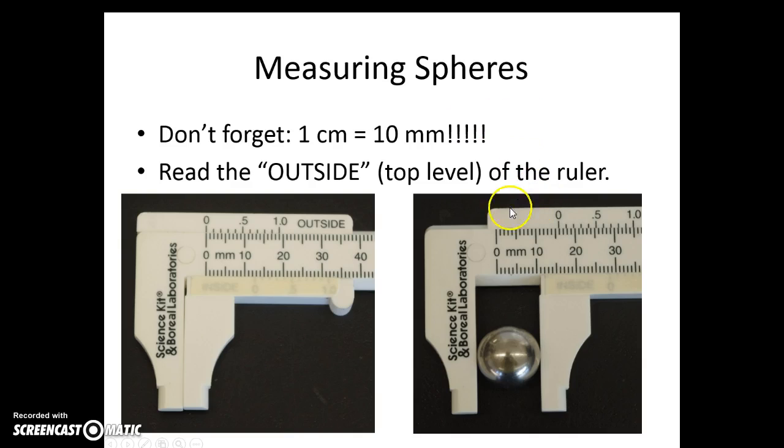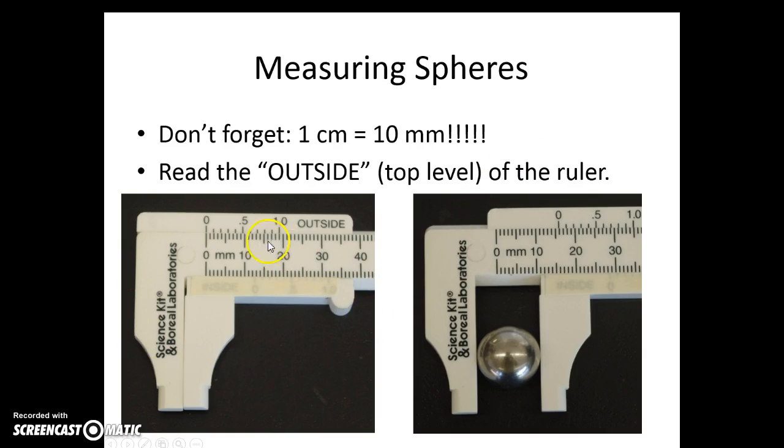Finally, let's talk about how you're going to measure these. The thing about spheres is they're very tricky. They roll around. You can't put them on a ruler. It just doesn't work. Fortunately, there are clever people in this world who have discovered the caliper. This is called a caliper. I should have put it on here, but I didn't.